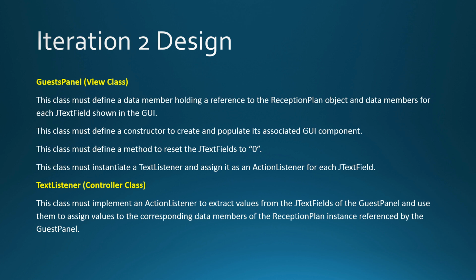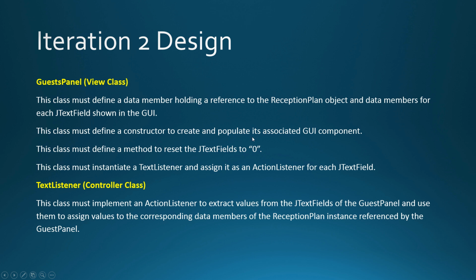We're going to completely address the design of the guest panel and the text listener that's associated with it. Since the guest panel is a view class, we're going to make sure it's got a data member that holds a reference to its associated model object, reception plan. We're also going to, because we have to implement the visual components of the GUI, there are two text fields there and a couple of labels.